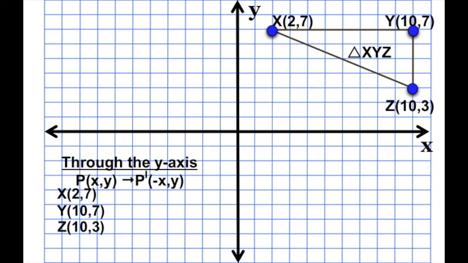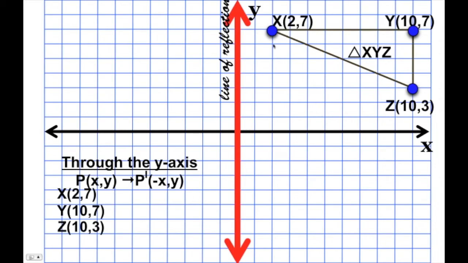So how about this example? Last time we reflected through the x-axis, and that was our line of reflection. This time we're reflecting through the y-axis. Therefore, this is our line of reflection. That's going to act as our mirror. So how would each of our points change?